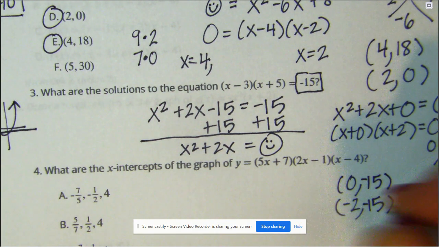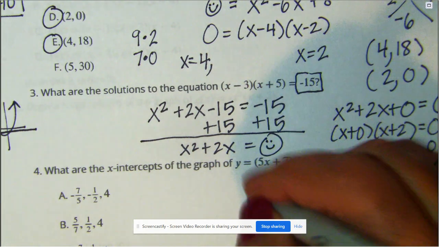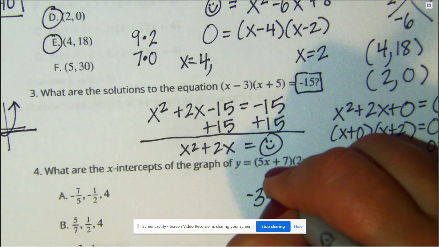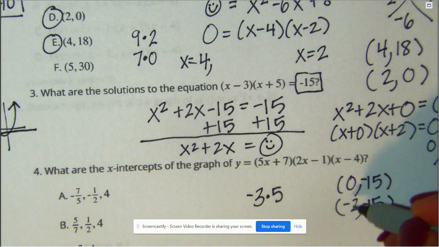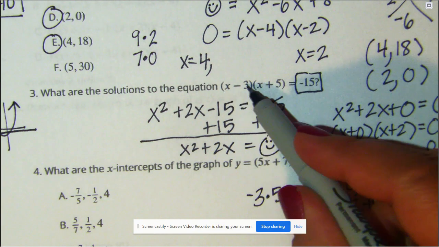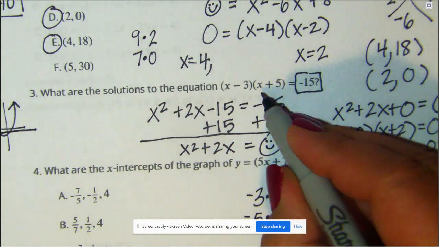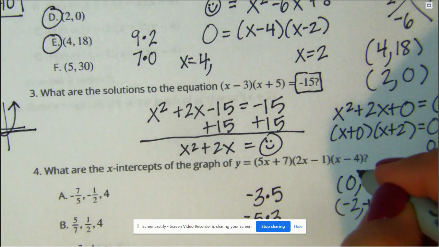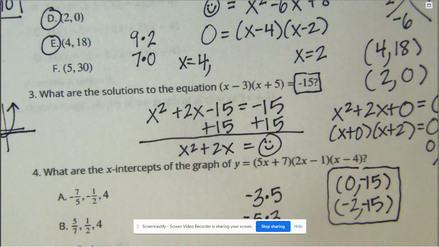If that is confusing to you, you could take 0, you could plug it in here. 0 minus 3 is negative 3 times 0 plus 5 is 5. Negative 3 times 5, negative 15. If you put a negative 2 in, negative 2 minus 3 is negative 5 times negative 2 plus 5 is 3. You'll see you still get negative 15. Nothing wrong with going to Desmos and checking, but that's where those two functions intersect.